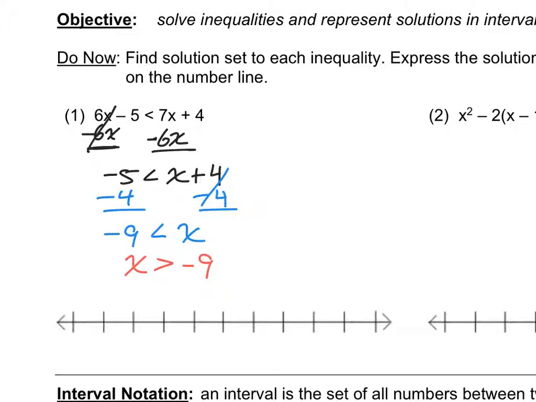I just have to develop a scale for this. And what I mentioned on Friday was I don't really care about you labeling the whole thing, just give me part of it. So how about this? Negative 10, negative 9, negative 8. Three values gives a good sense of the scale. Open circle on the negative 9, and then shade to the right.